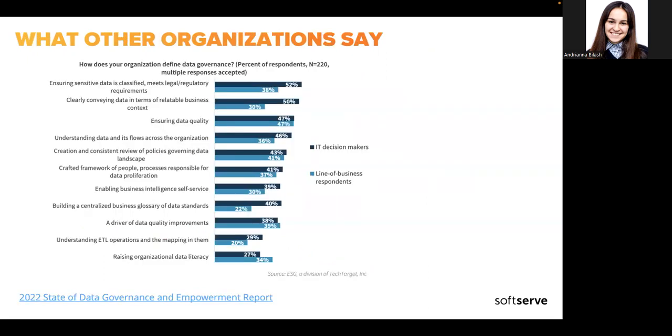According to a state of data governance report from 2022, most organizations define data governance as ensuring that sensitive data is classified, meets legal and regulatory requirements, and also ensuring data quality. This actually depends on who you ask. If you ask people from business departments, they would say data quality is more important to them. But IT decision makers are more interested in protecting the data, ensuring that there are no risks and violations in terms of data management.